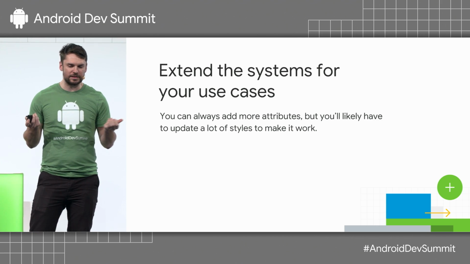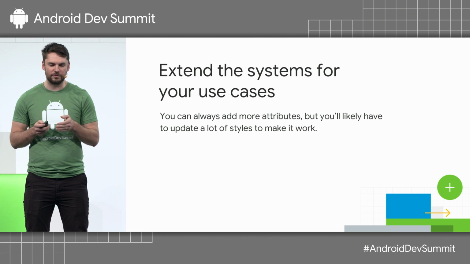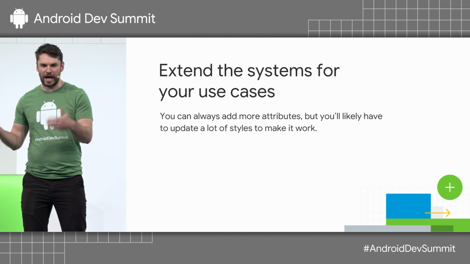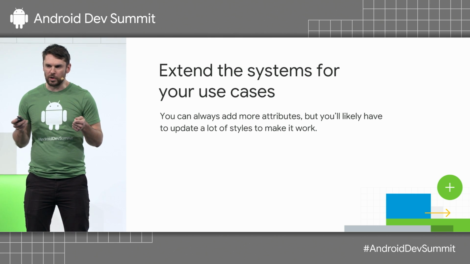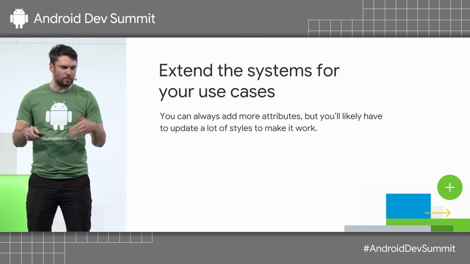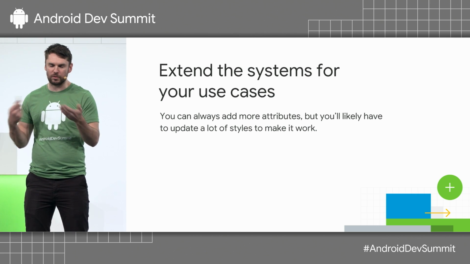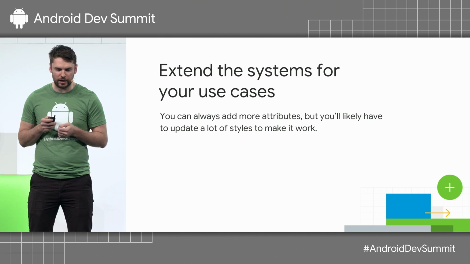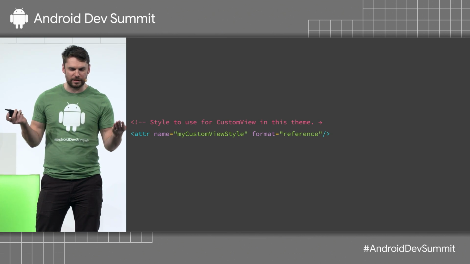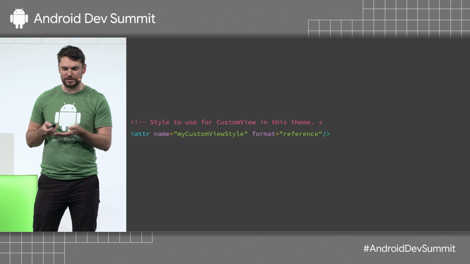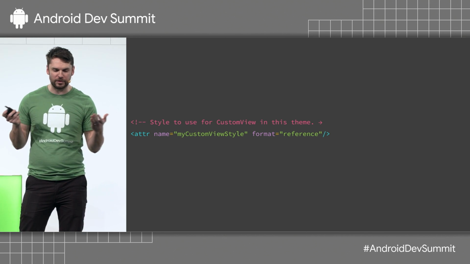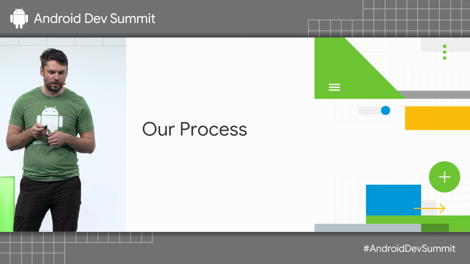And also extend the systems for your use cases, right? Like if you have the need for more attributes in some case, you can definitely add those in. It might be a little bit more work on your part because you'll have to update styles for all of the components that you're using to reference those attributes, since our components that we're writing aren't going to be referencing them. But if you need it, you can definitely do that. Here's an example. It's just like an attribute. Just create it and define it in your style, and then reference it, or define it in your theme, and then reference it in styles or elsewhere.